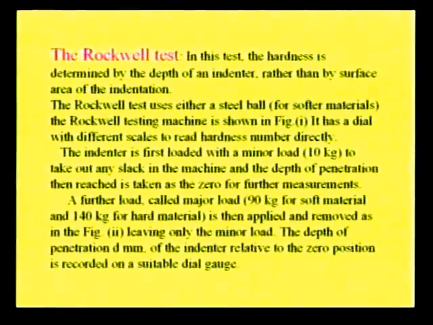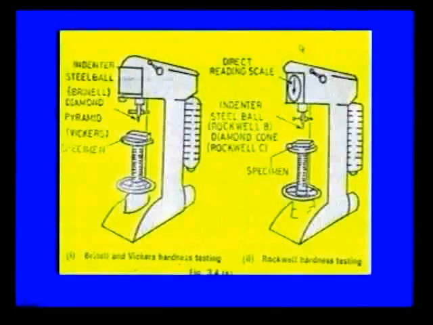A further load called the major load, 90 kg for soft materials and 140 kg for hard materials. In this case, two loads, the minor load and the major load, are applied on a particular specimen, and we find the depth of penetration of the indenter relative to the zero position. It is recorded in a suitable dial gauge. So this figure shows the Rockwell hardness testing.